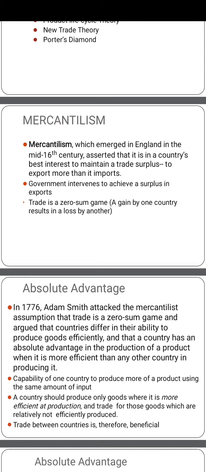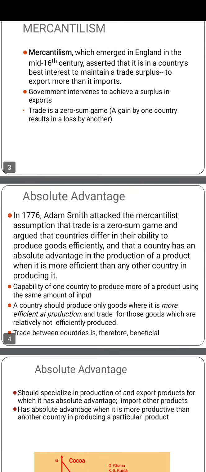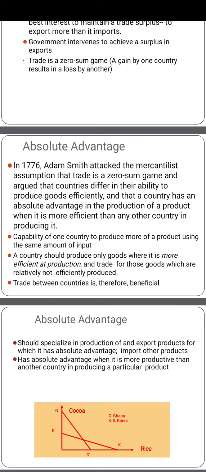So this is all about mercantilism: to increase exports and decrease imports, as this is a zero sum game, as a gain by one country results in a loss by another country. So this theory depends on exports and imports to maintain a trade surplus by exporting more. And now comes another theory that will tell you about absolute advantage.